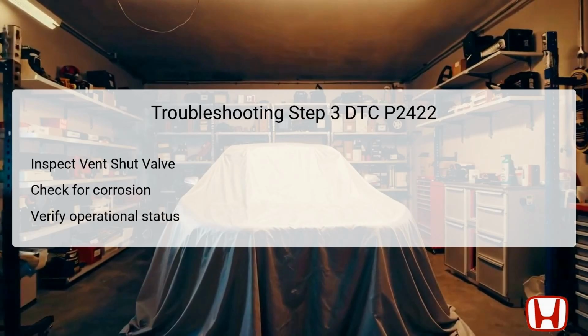During the third troubleshooting step, the focus shifts to the EVAP canister vent shut valve. Begin this process by ensuring that the vent shut valve is disconnected and that you have access for inspection.